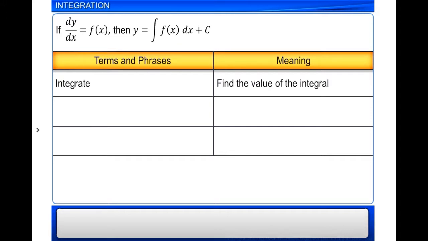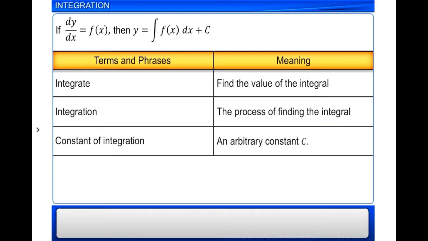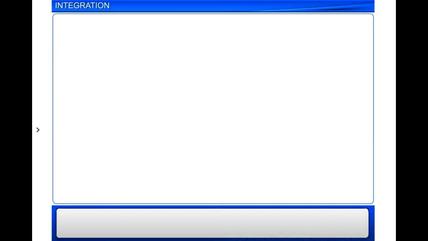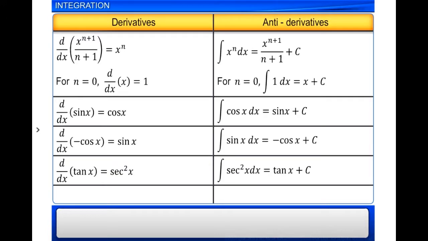In a question, if the term integrate appears, then it means we have to find the value of the integral. The process of finding the integral is known as integration. If we say constant of integration, then it means an arbitrary constant c. Now, let's look at some important formulae related to derivatives and antiderivatives.